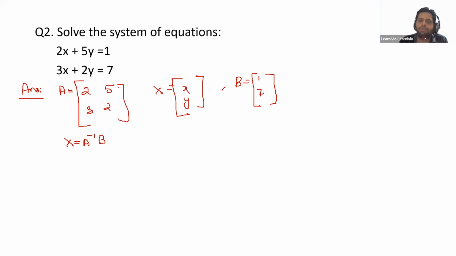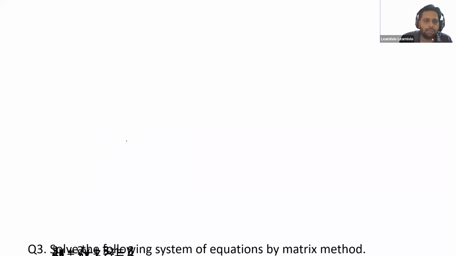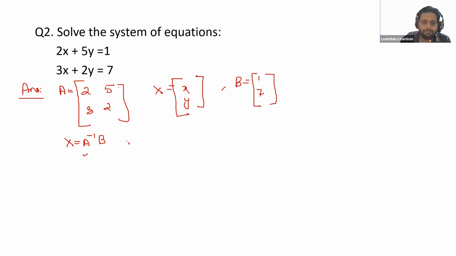There is no need to do the derivation. We will always use this formula: X is equal to A inverse B. So in this question, first we will find the A inverse and multiply that with B. Okay, let me check. Do we have one more question of this type or not? Okay, no. Then you will solve it. X is equal to A inverse B. Now A inverse, you already know how to find it. So please find A inverse, multiply that with B, and that will be your answer.